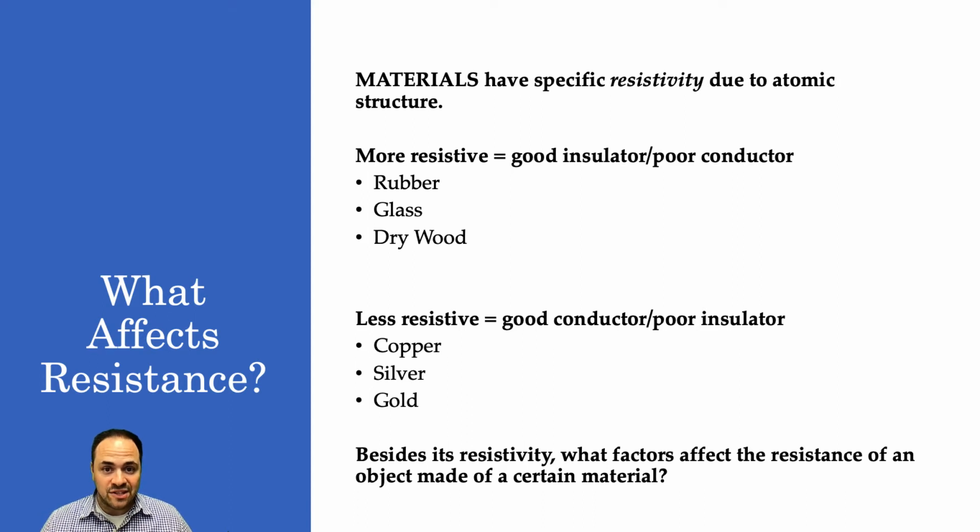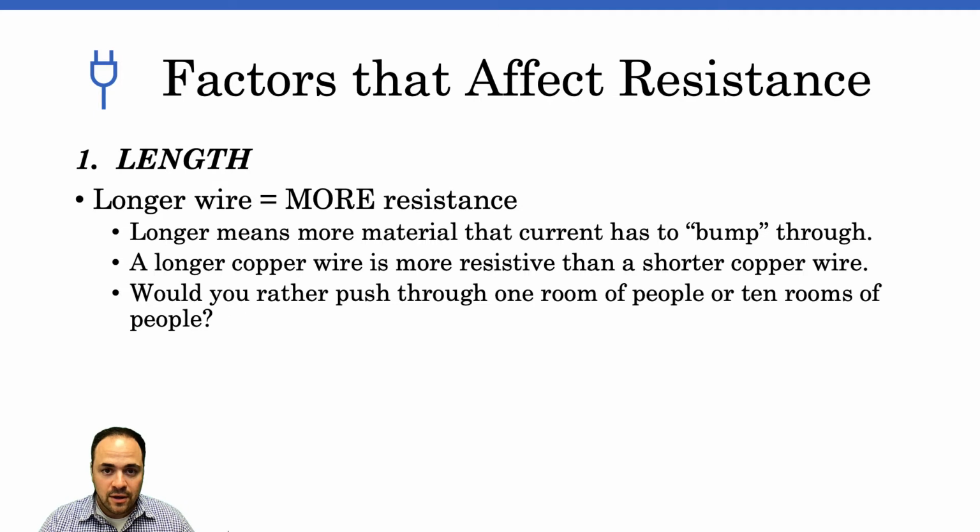They are highly resistive. Things that have low resistivity, they're less resistive, those are going to be great conductors, poor insulators. Those are things like copper, silver, gold. Those are things you'd want to use for wires to transport electricity. Besides its resistivity, what could you do to a material like, say, copper? What could you change about it to get it to change how much resistance it applies to current, to moving charge? And there are a few factors.